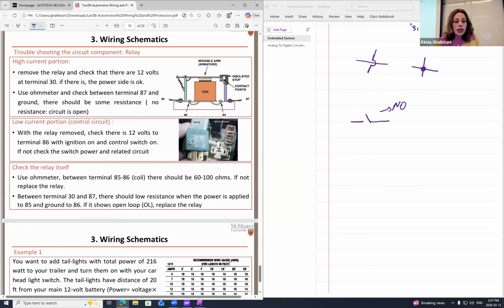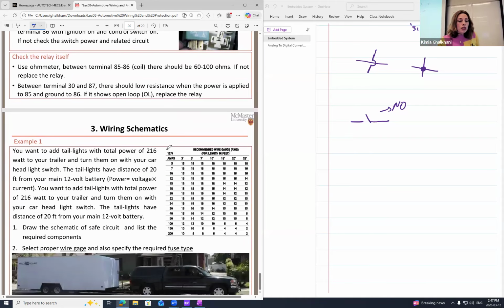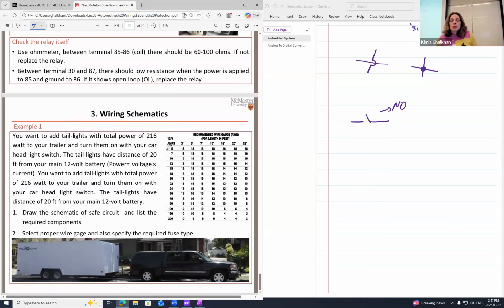So I already explained what to do if I'm having a faulty relay. And this is the wiring schematic. We had it in the previous slide. Having that in mind, let's go ahead. This is the problem we are going to solve.